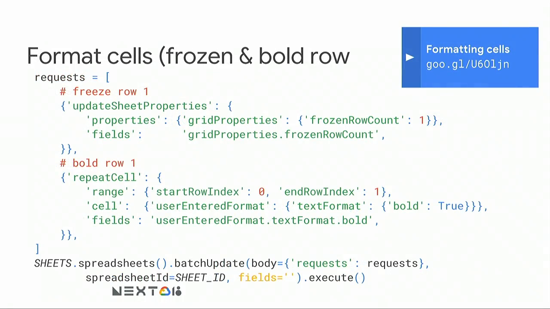What else can you do? Well, maybe we want to freeze that first row, the headers. We want to freeze that so when you keep on scrolling up, row 1 stays there. And perhaps you want to bold it as well, because I want to kind of make it stand out.